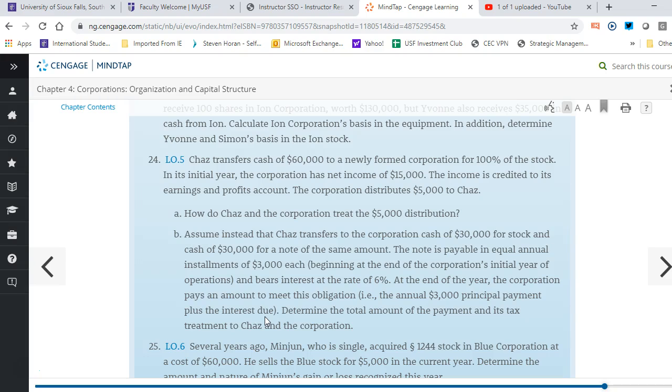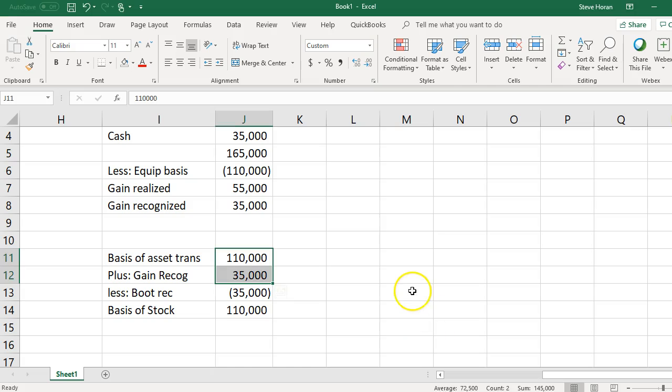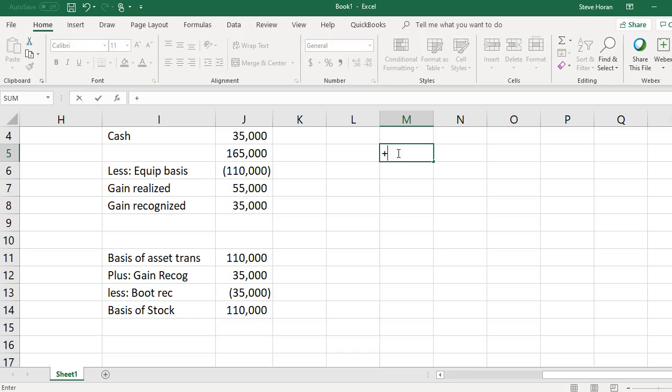So it's a little bit different now. So the corporate payment to Chaz is $4,800. That's the $3,000 plus, we'll do a little calculation over here, plus an interest calculation. So we're going to basically take $30,000, the loan, and then take that times 0.06, do the calculation here, and we get $1,800. So $1,800 plus $3,000 is $4,800.